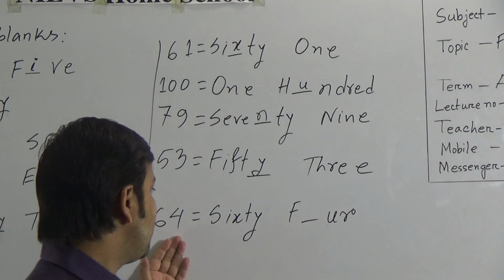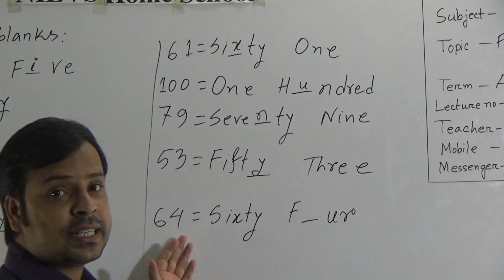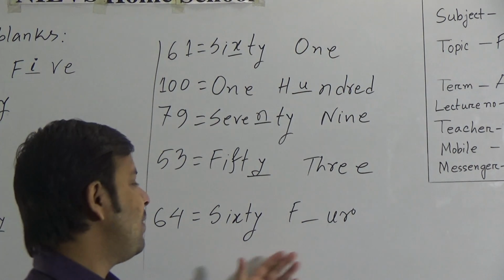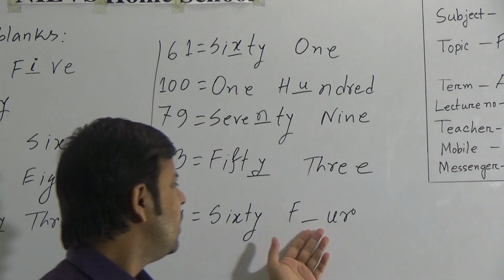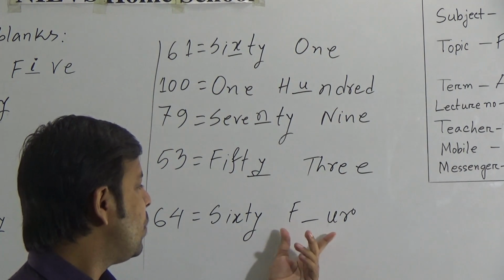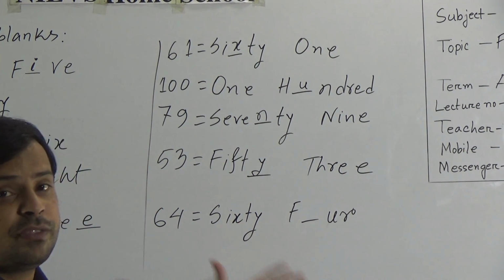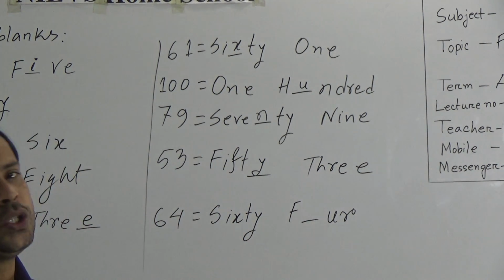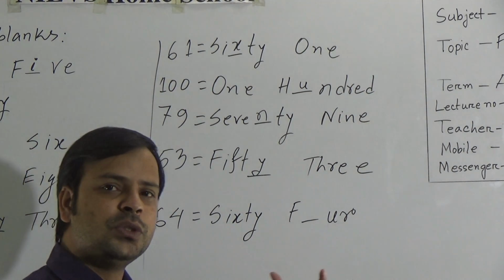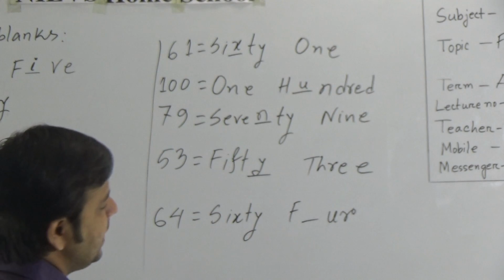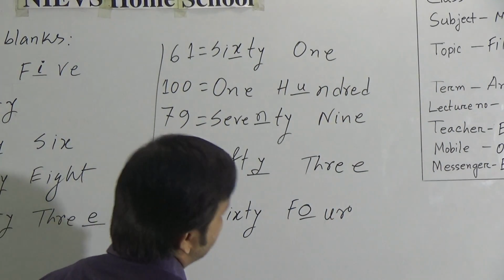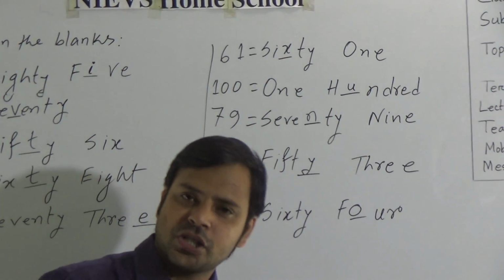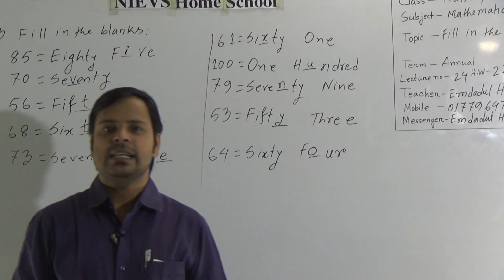Okay, dear students. Now go to the last question today. Here the last number is 64. So we have to know the spelling. Here 60 is given. We have to put the alphabet in this blank. The word should be 4. 64. And the spelling of 4 is F-O-U-R. So we have to write O here, after F. That is 4. 64. Dear students, I hope you have understood how to fill up the blanks.